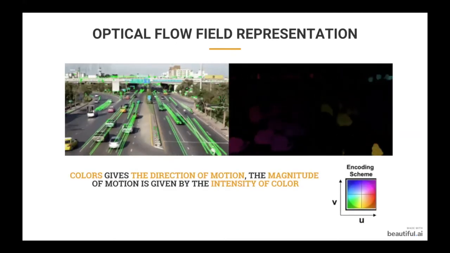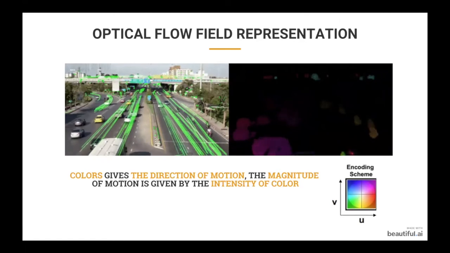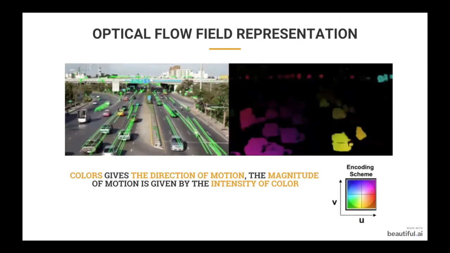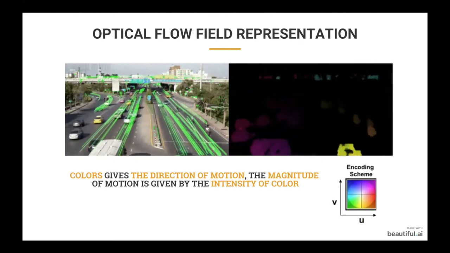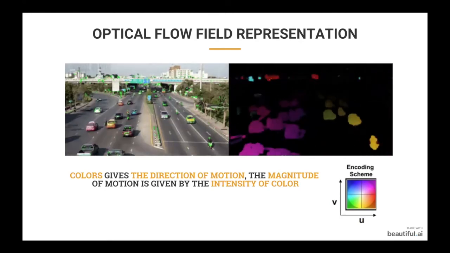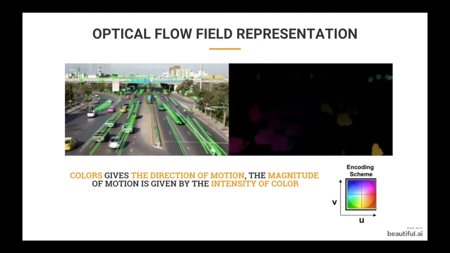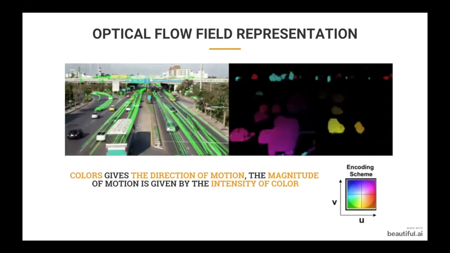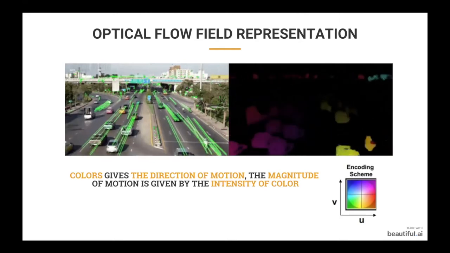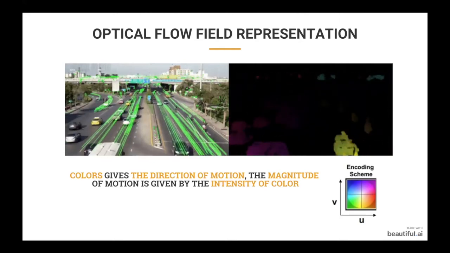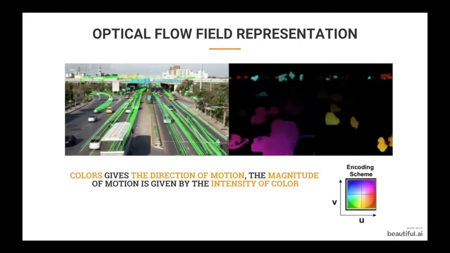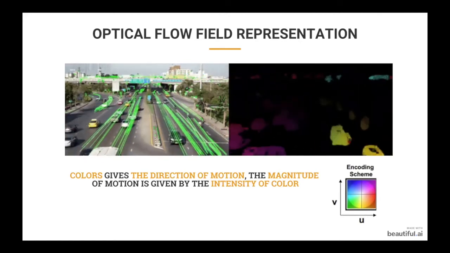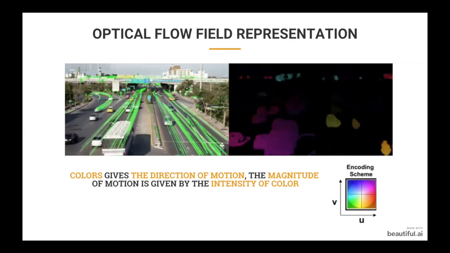How do we represent optical flow? Basically, we use an encoding scheme that is based on color. Color gives the direction of the motion. For every direction of the motion, we get a different color. And the intensity of this color gives us the magnitude, like how fast or how slow the motion is. The faster it is, the brighter it is, and the slower it is, the lighter it is.